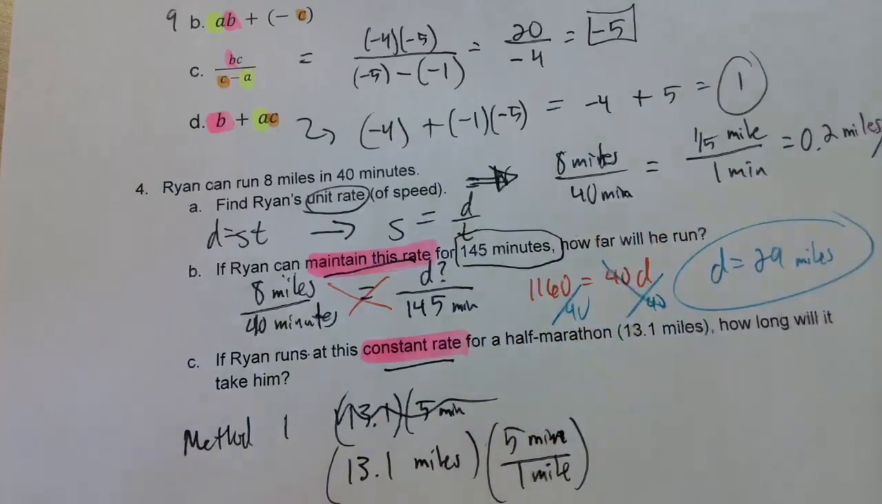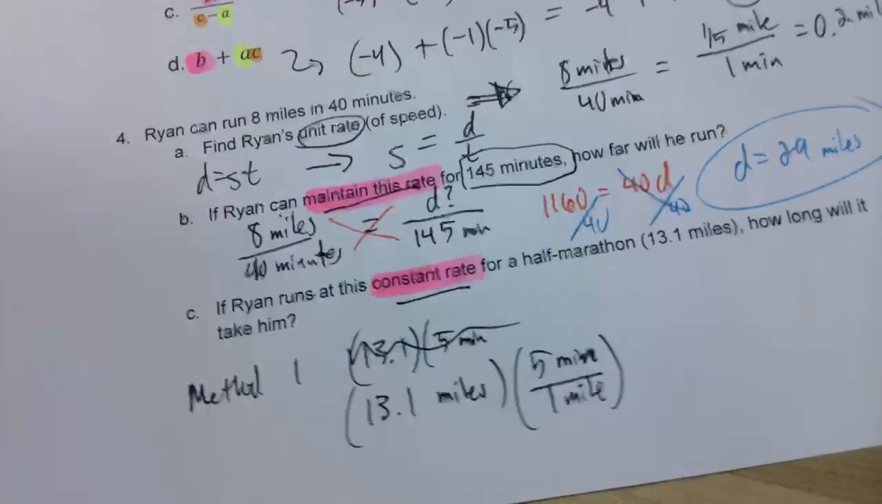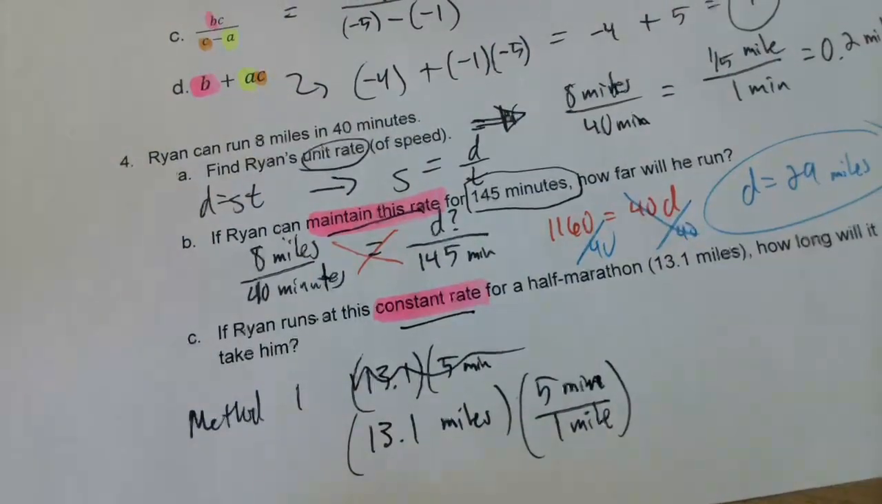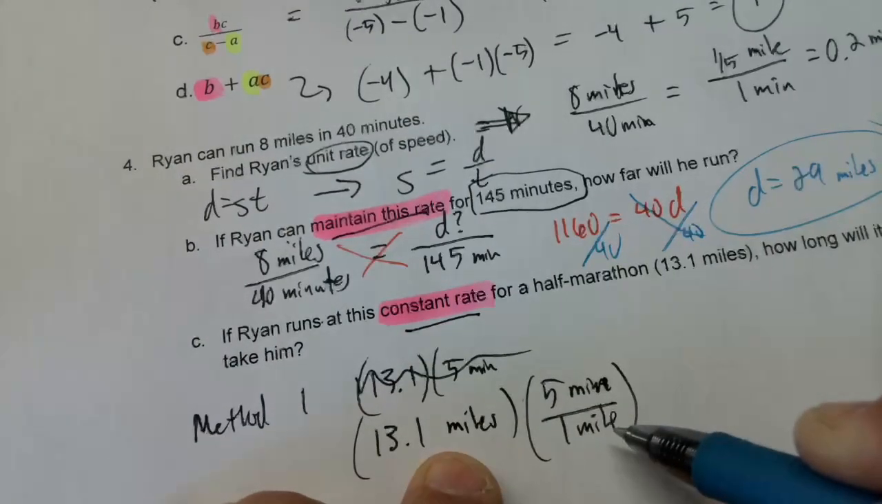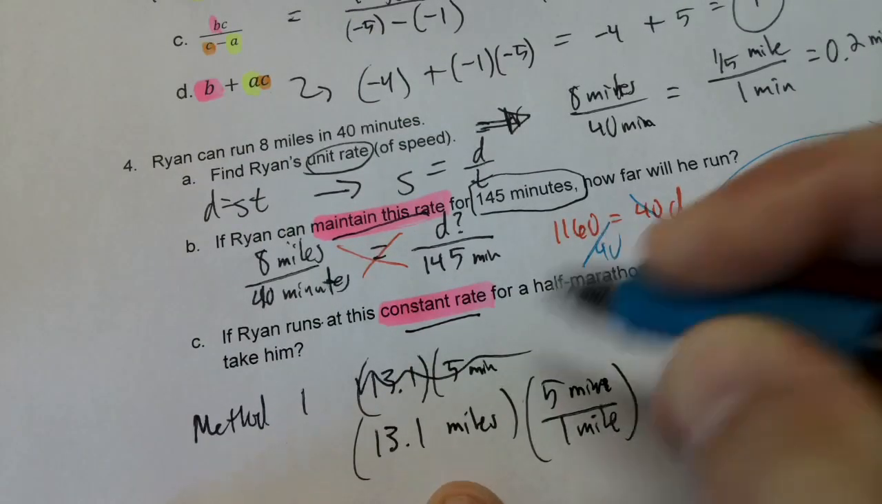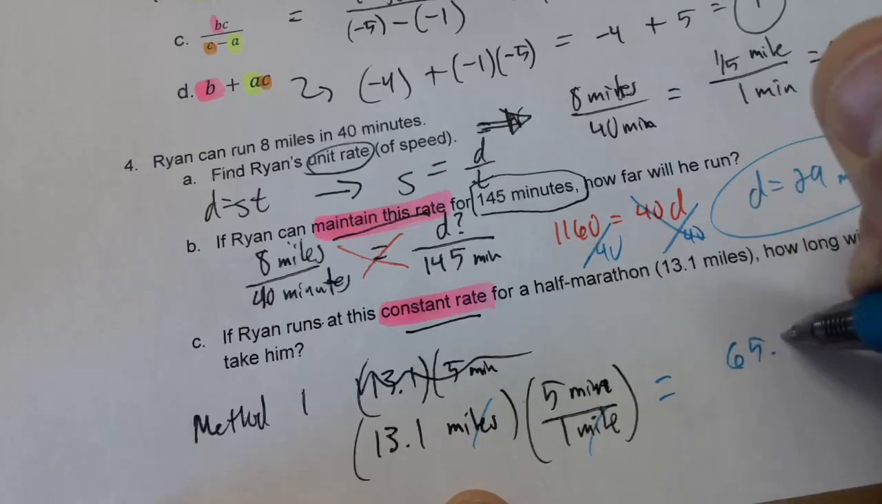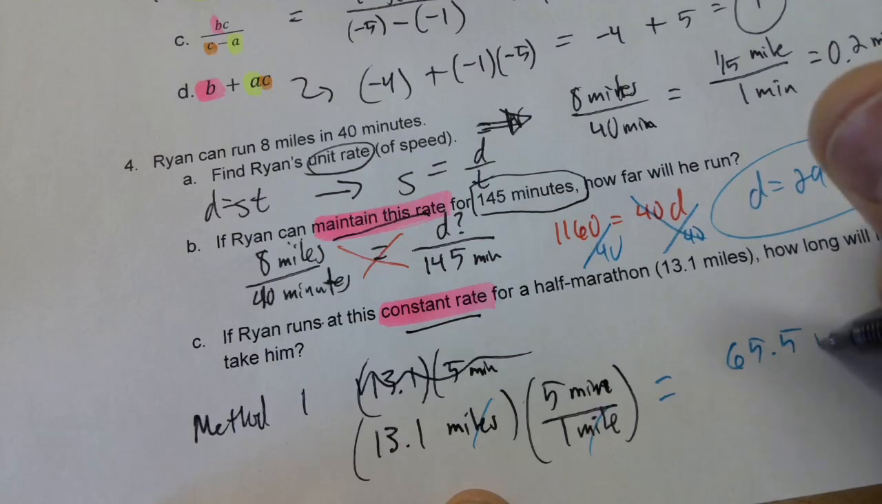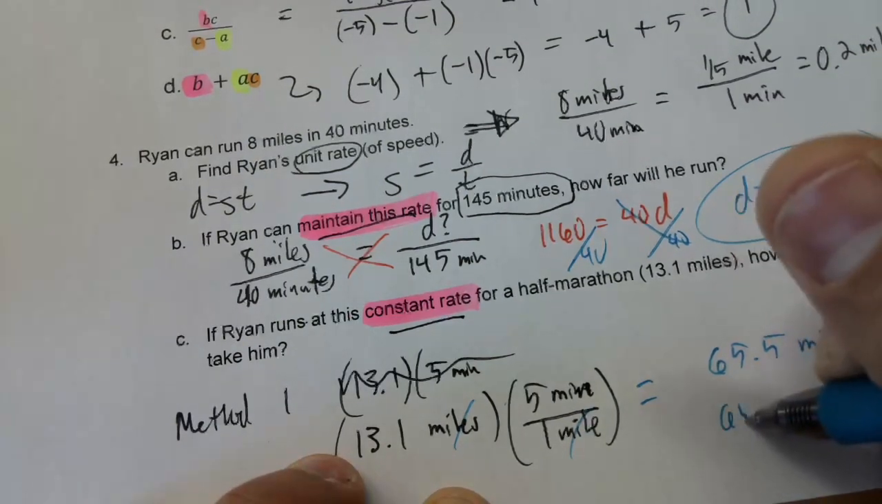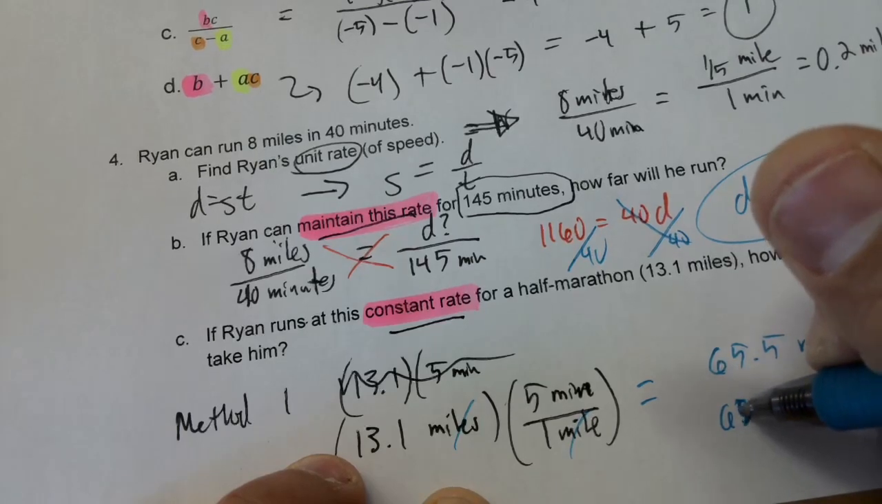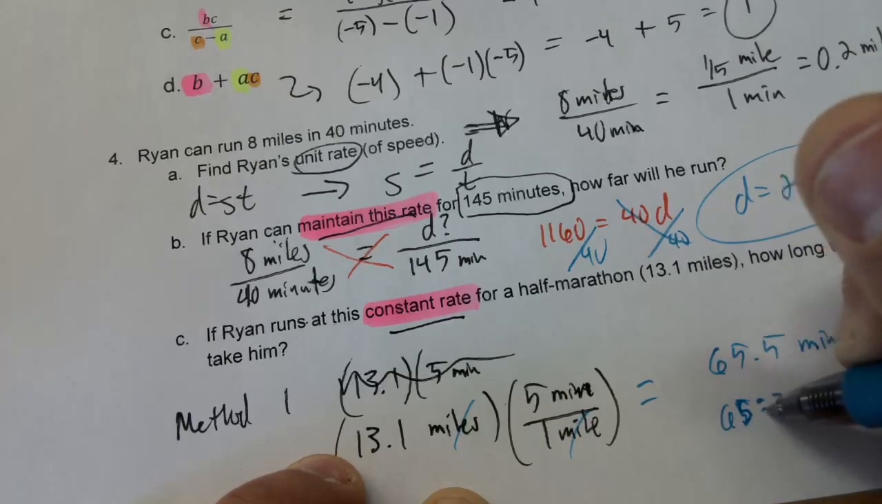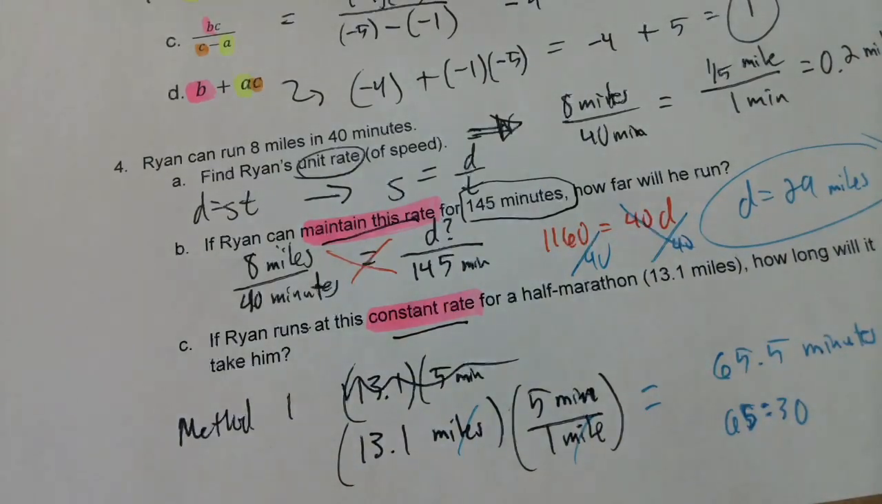Check it out. I'm using the units here. Have we learned anything about unit conversions? Yes, we have. Miles on top and miles on bottom is going to do what? Cancel out. And so I'd be left with 65.5 minutes, also known as 65 minutes, 30 seconds. Because 0.5 minutes is not 50 seconds, right? Got to take a step back and remember.